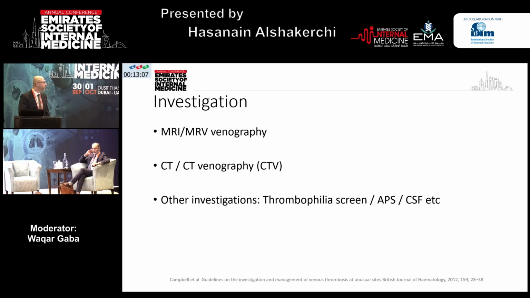Investigation, hopefully straightforward. The gold standard at the moment is MR and MRV. If that's unavailable, obviously CT would be the other diagnostic tool. Sometimes we do a non-contrast CT and see indirect changes, like for example hemorrhage, that suggest there might be thrombosis, and that triggers further investigation with CT venography or MRV.